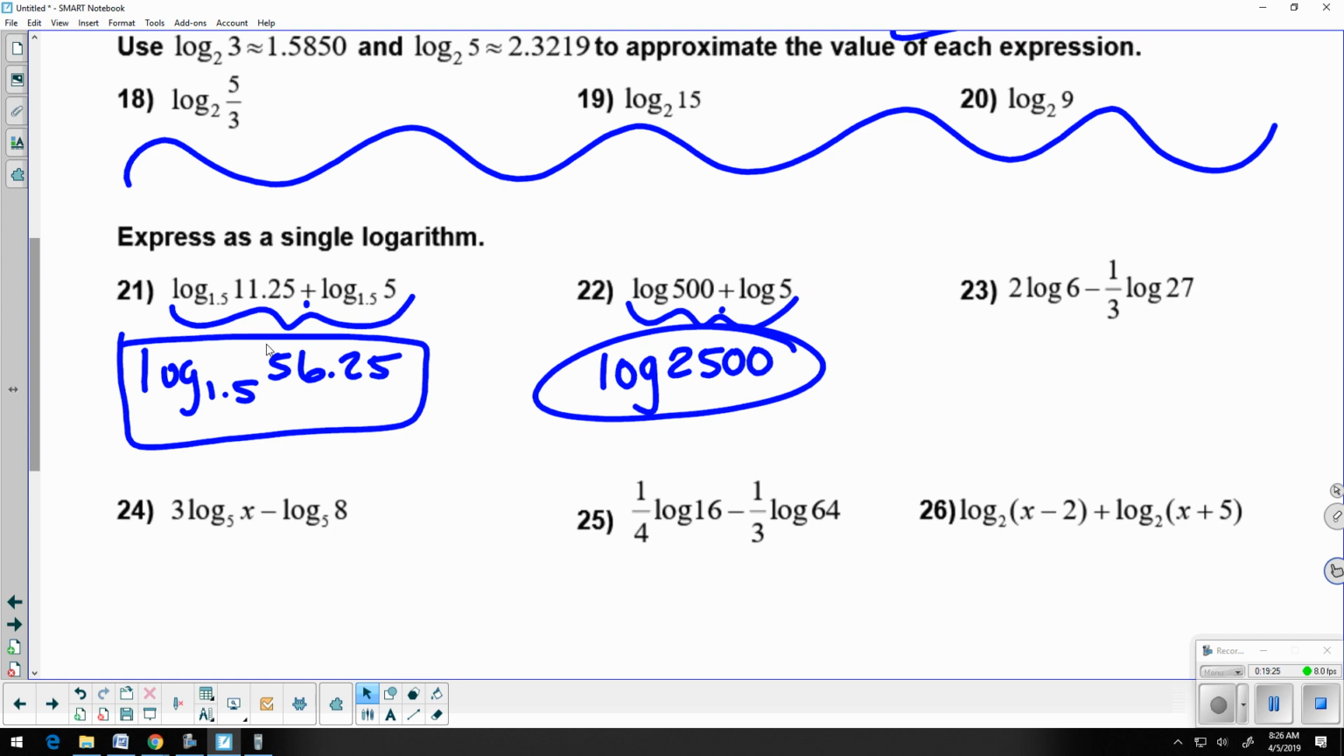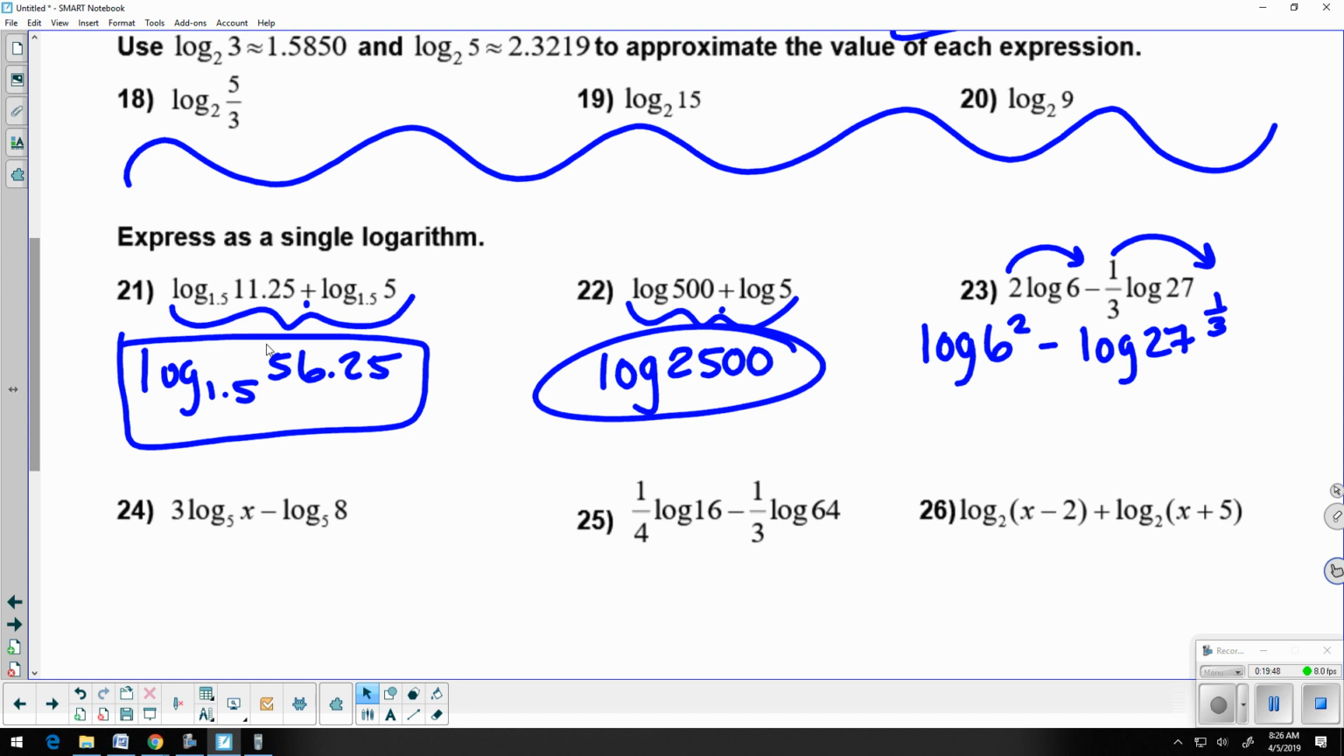For the next one, there's 2 properties happening. Okay, the first one, you got to push back those exponents. That's the first thing you see. Anytime you see a number in front of a logarithm, you got to push it back to be its exponent. So this is really going to be log of 6 squared minus log of 27 to the 1/3. Okay, so it's just the value. You don't want the minus sign to come with it. It's not negative 1/3. It's just simply 1/3.